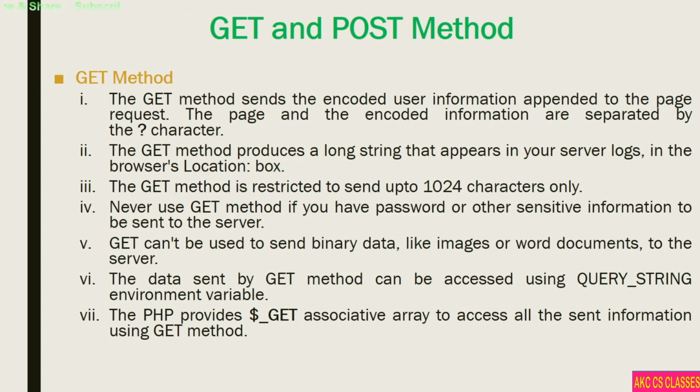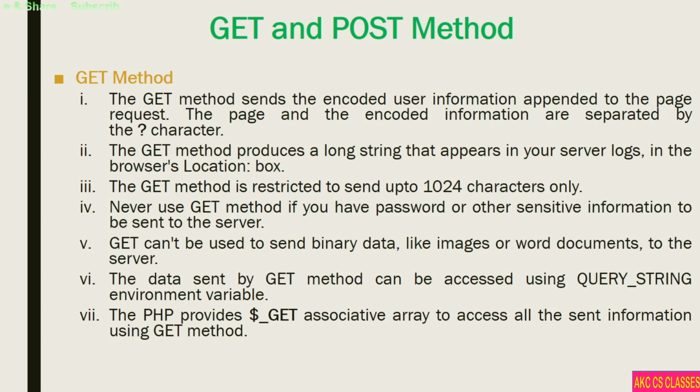The get method sends the encoded user information appended to the page request. When you press the submit button, all the information entered in your text boxes is automatically sent to the server. When sent using the get method, that information is separated by a question mark character. If you look at the browser URL, I'll show it to you, you will see that the page address and the content sent to the server are separated by a question mark character.